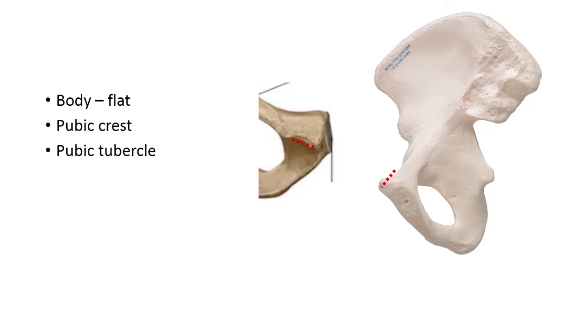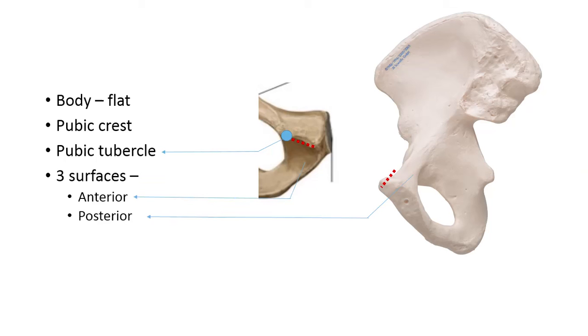Pubic tubercle, the lateral most part of pubic crest, is pubic tubercle. So this is pubic tubercle. It is having three surfaces. One is anterior surface, this is anterior surface. Posterior surface, this is posterior surface, and one is medial surface or symphysial surface. So this yellow area is symphysial surface.